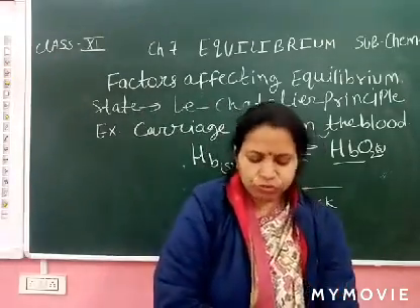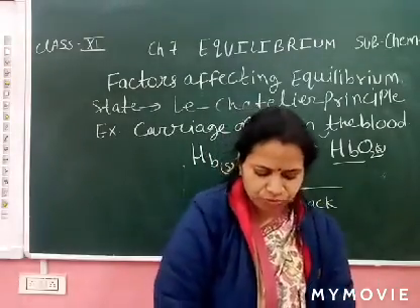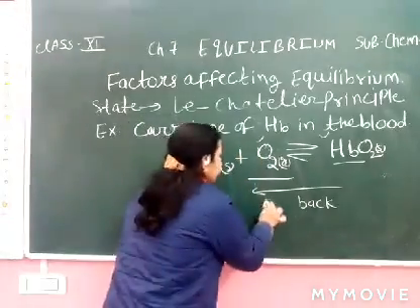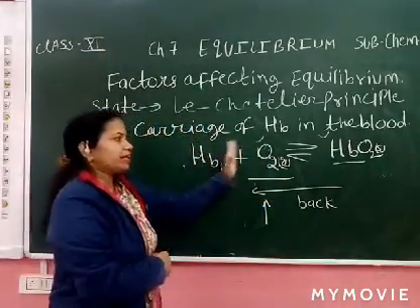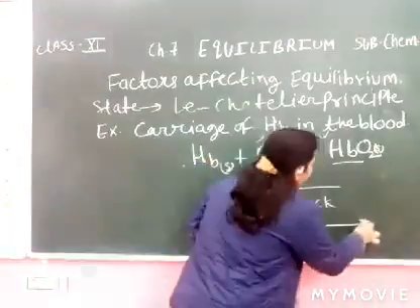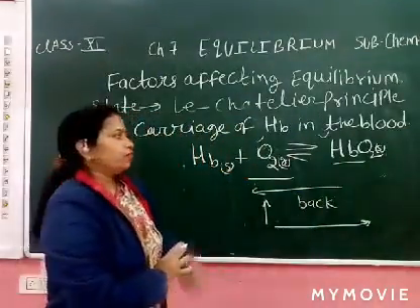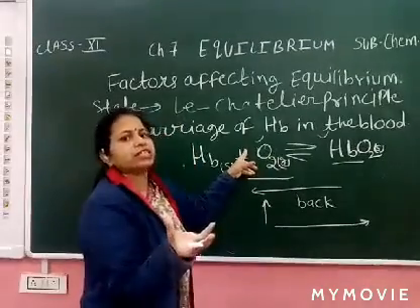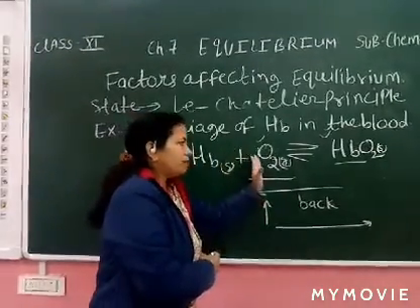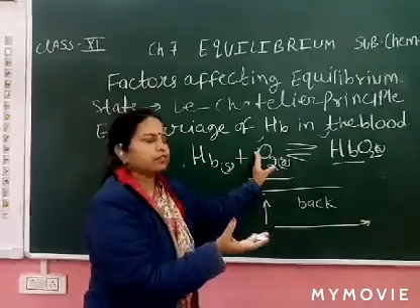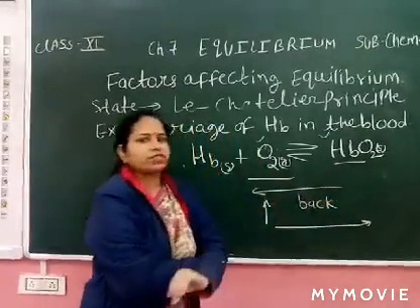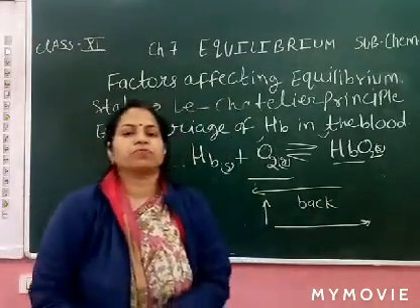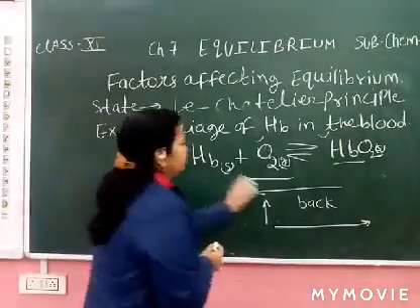When the blood returns to the lungs, the partial pressure of the oxygen is higher. Higher partial pressure of oxygen means the reactant increases, and when the reactant increases, the reaction proceeds in the forward direction. Clear? When oxygen is in lower amount, the reaction is in the backward direction because the reactant is less. And when oxygen is in higher amount, it goes in the forward direction. So the carrying of oxygen by hemoglobin in the blood is an example of the Le-Chatelier principle. Now it's clear.